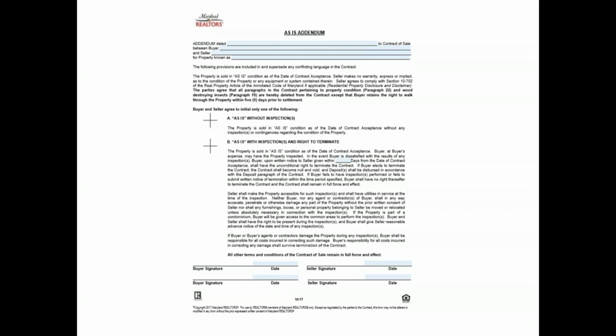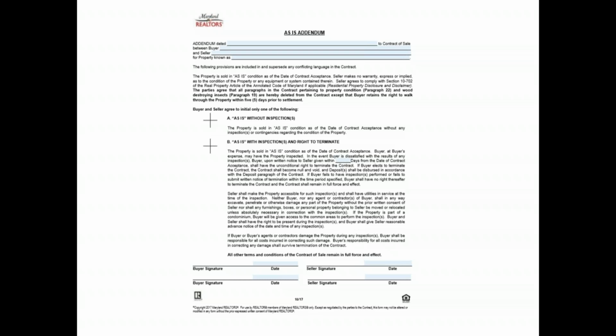One of the other common questions that we have is, because the property condition paragraph with it being broom clean is deleted, what happens when personal property is left that wasn't there on the date of contract acceptance?